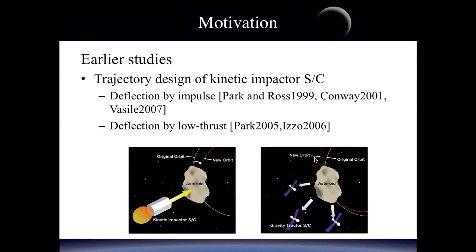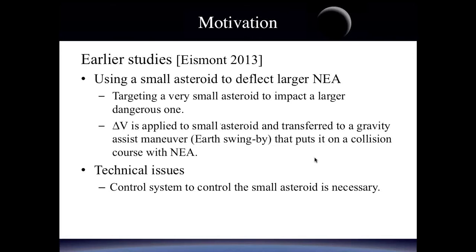However, the mass of the spacecraft and the resulting momentum change is very small. So a large time difference between the momentum change and potential Earth impact will be necessary. To overcome this difficulty, a new approach to deflect near-Earth asteroids has been proposed recently. In those studies, they use a small asteroid as a projectile to deflect a larger near-Earth asteroid.